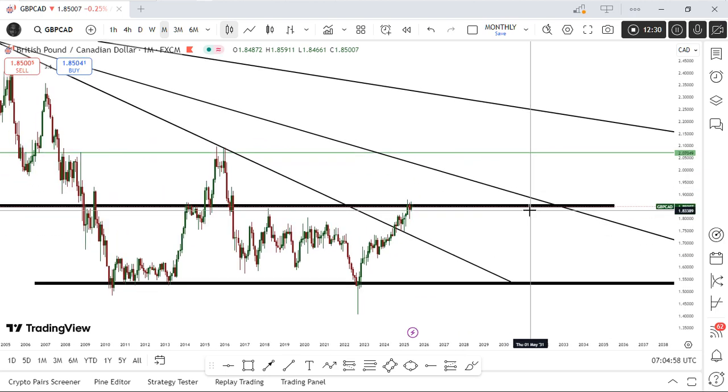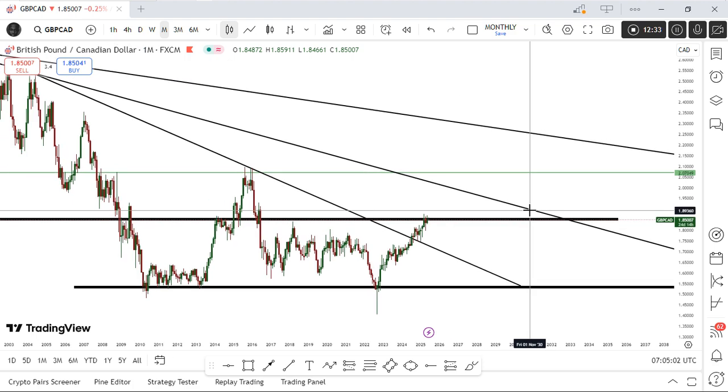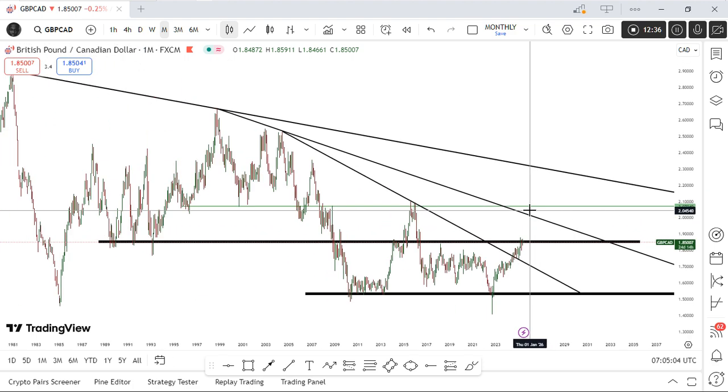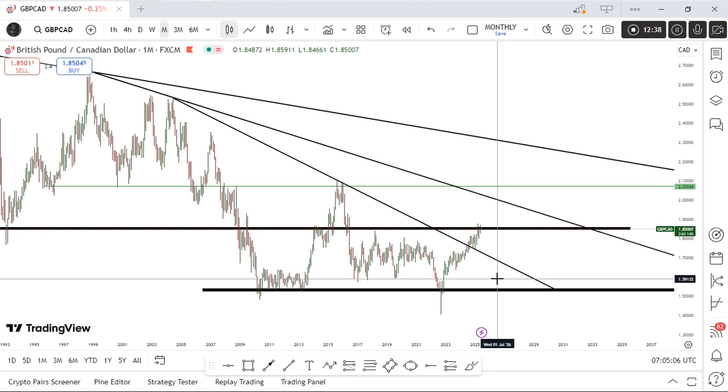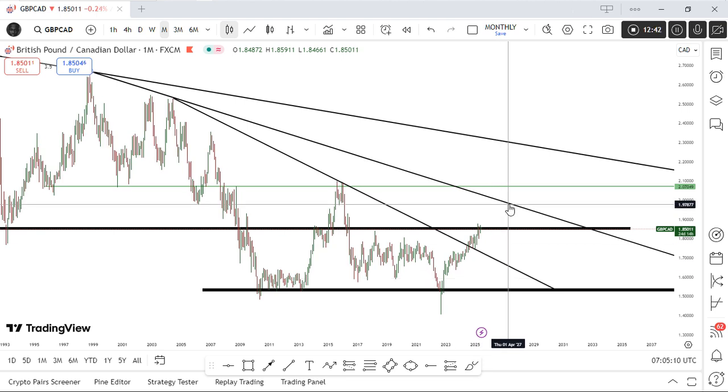Now, here is my bias concerning GBP card. What I'm seeing GBP card give to me is that I'm going to say something.